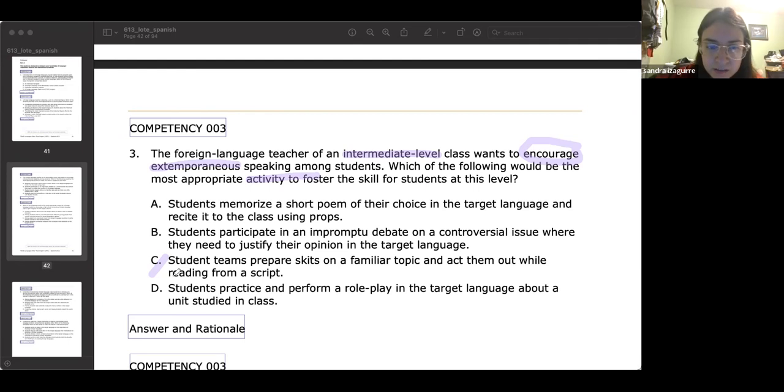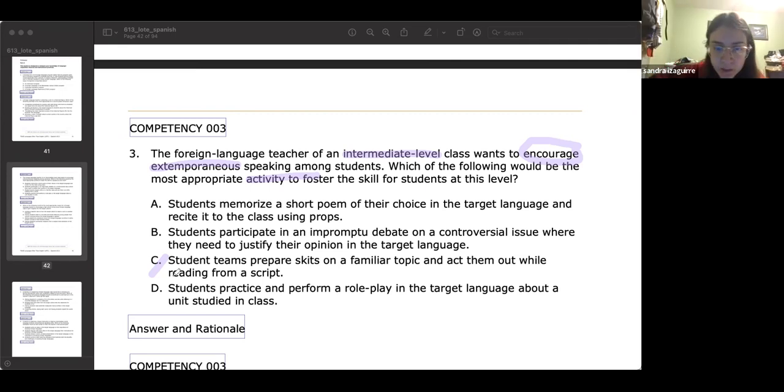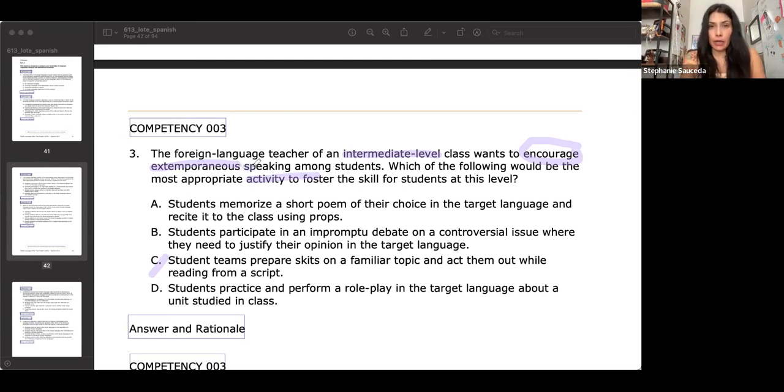Letter B. Why do you want to get rid of B? It says controversial issue. They need to justify their opinion. I think it's more difficult. Right, well, they're intermediate. But it's important that she wants to encourage speaking, encourage extemporaneous speaking.